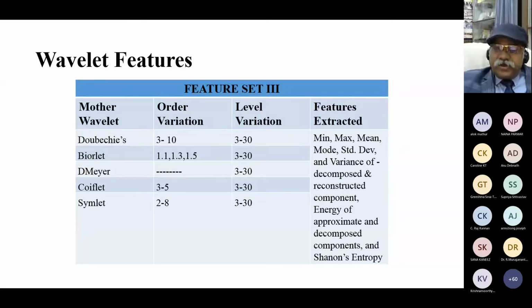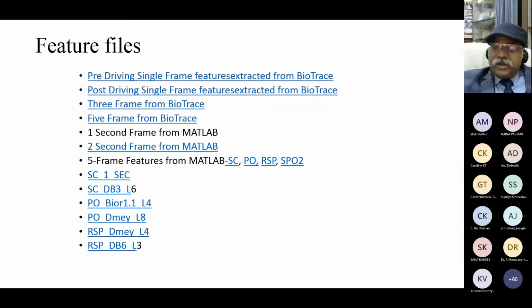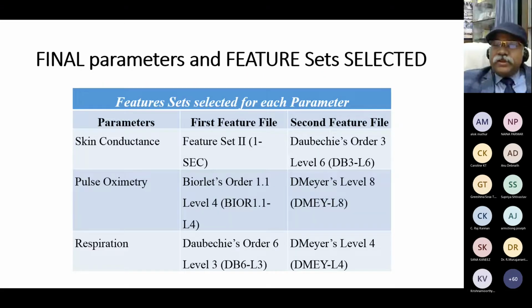For creating wavelet features, different mother wavelets of different order variation and different level variation were checked, for different features like minimum, maximum, standard deviation and all that, and for different neural networks. So a large number of feature files were created and tested on different kinds of mother wavelets like Bartlett, Demeyer, or Daubechies. The final parameters and feature sets selected from all these previous studies were the best performing feature sets.